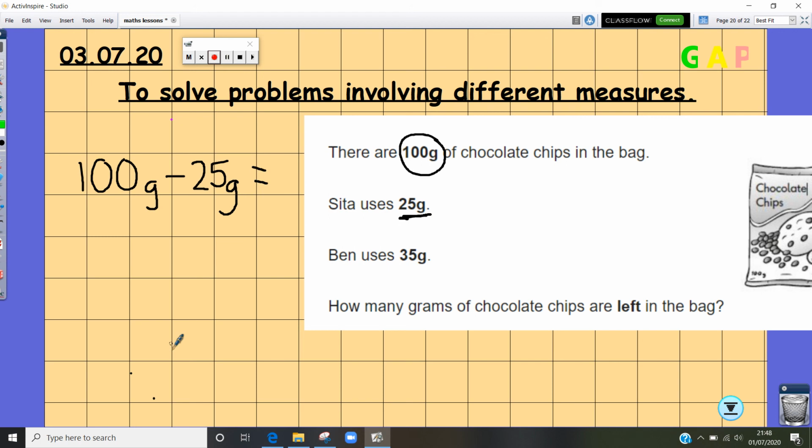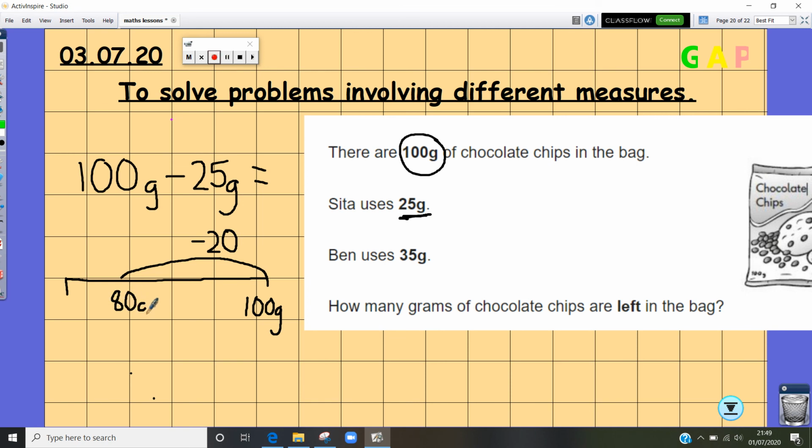Okay, so we could do this on a number line. So let's just quickly draw our number line. So I've got my 100 here, and I'm going to take away 25. So we can take away 20 from 100 straight away, because I know 100 take away 10 and take away another 10 is 80. Okay, well done if you managed to say that.